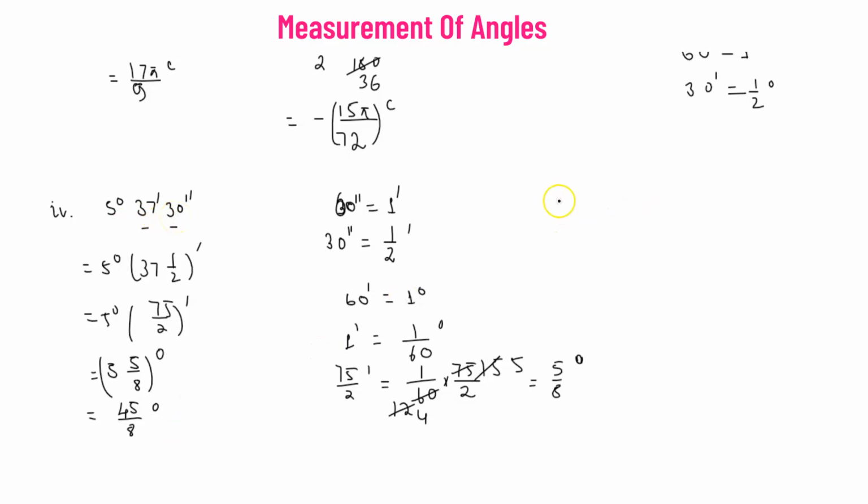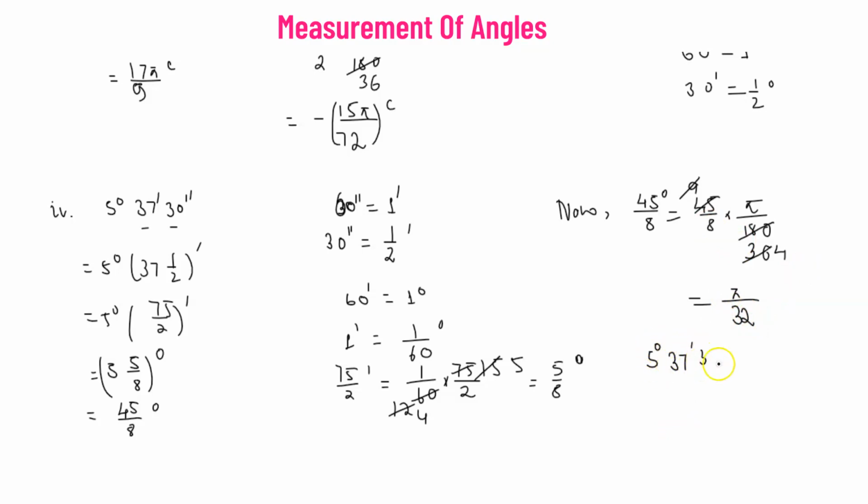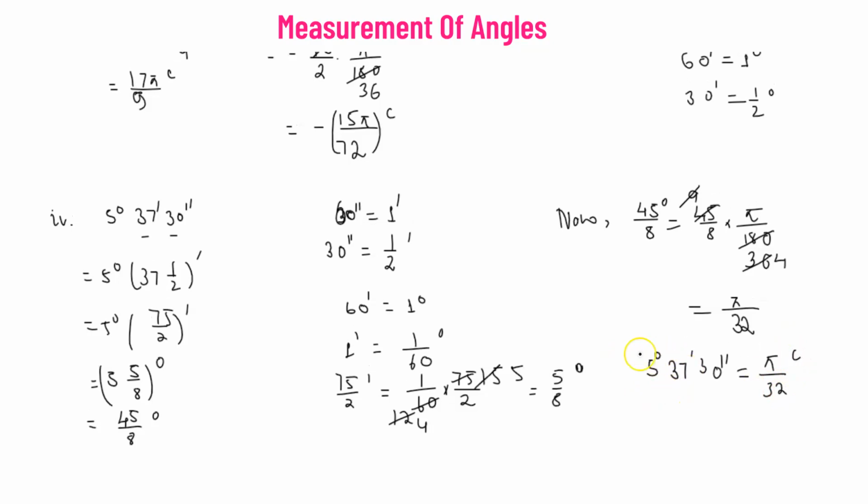Now that we have the value in degrees, 45 over 8 degrees, this will simply be multiplied with pi over 180 radians. So we have 5 times 36, that's 180. 5 times 9 is 45. 9 times 4 is 36. So we have finally pi over 8 times 4 is 32. So we can say that 5 degrees, 37 minutes, 30 seconds is equivalent to pi over 32 radians. So this is the value. Let's go to the fifth one.